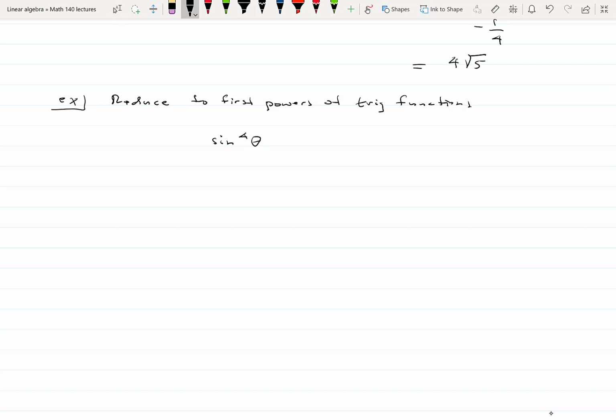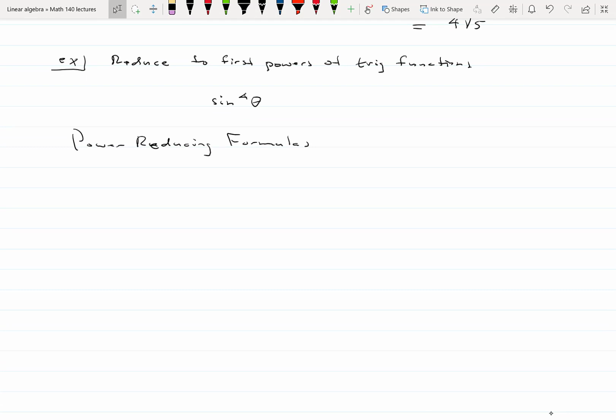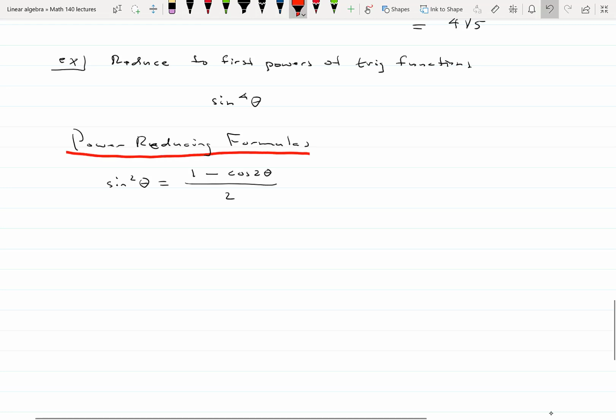To do this, we have power reducing formulas. It's our next formulas on the list. Power reducing formulas. Okay, let's talk about two of them. Sine squared theta is in fact the same thing as 1 minus the cosine of 2 theta over 2. Now just concentrate on that formula and the name of that formula for right now. It's called a power reducing formula.